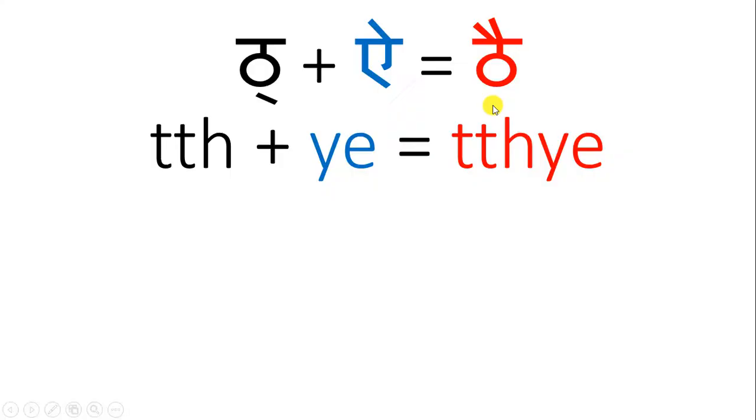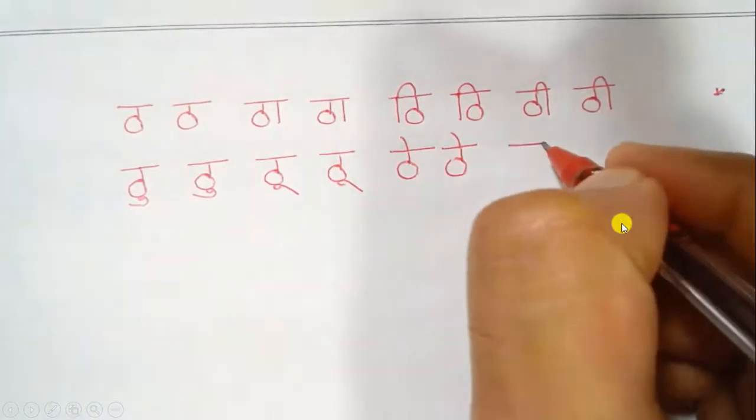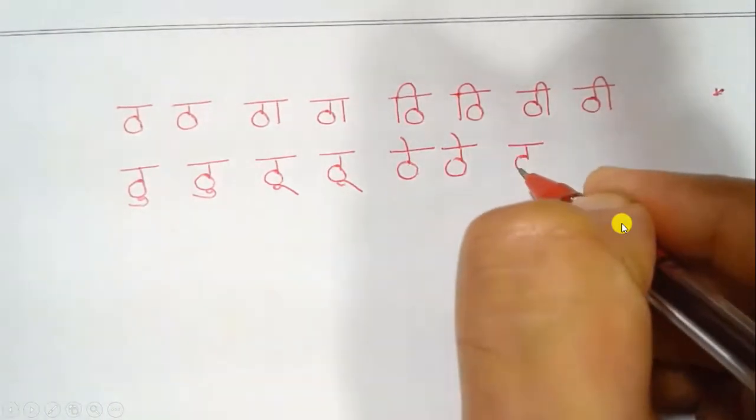Okay. The next sound is thigh, and we get this sound thigh when we add Th to I. Th plus I equal to thigh. All right, and thigh is written like this.